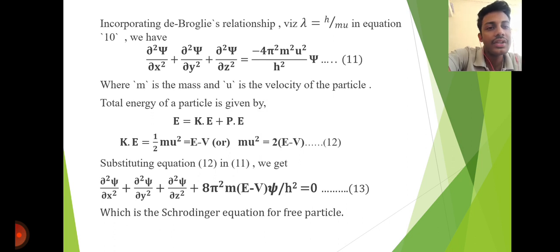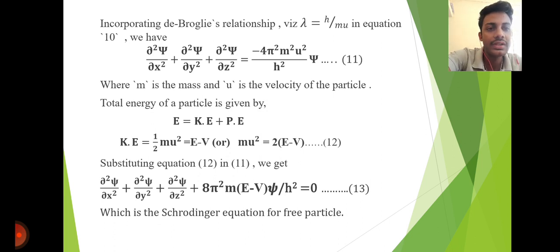We know total energy of the particle is sum of the kinetic energy and potential energy. We know that kinetic energy of a particle is half mu². Then simplifying the equation, we get mu² = 2(E - V).